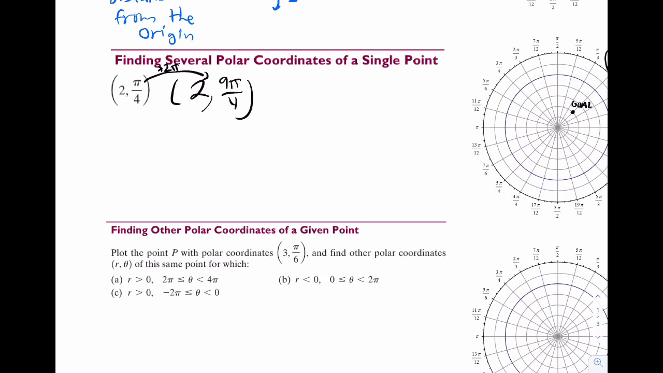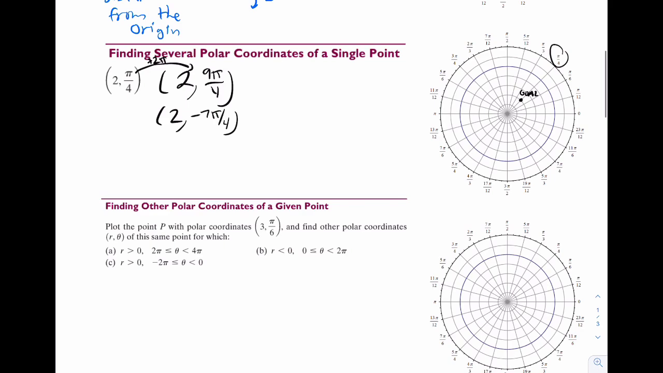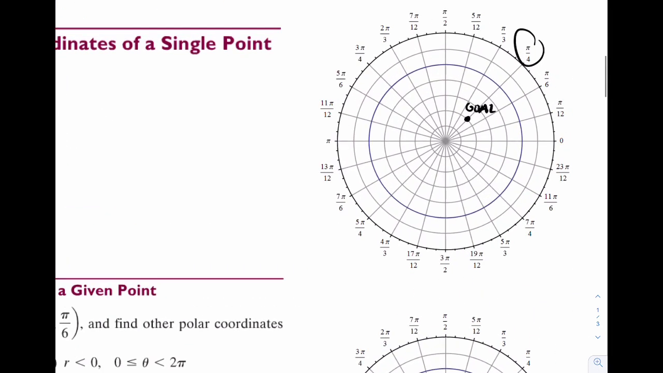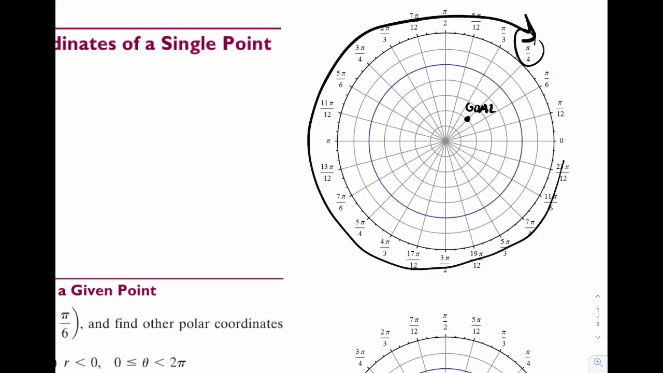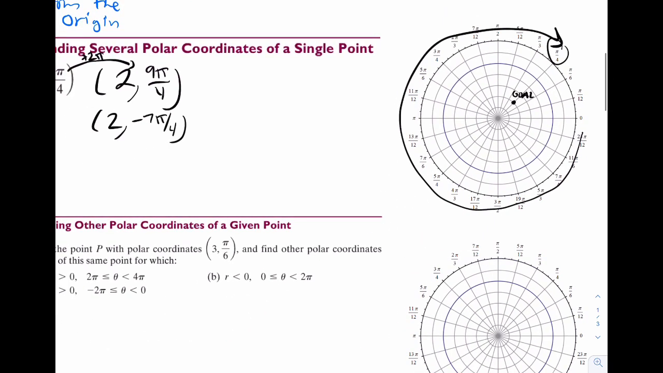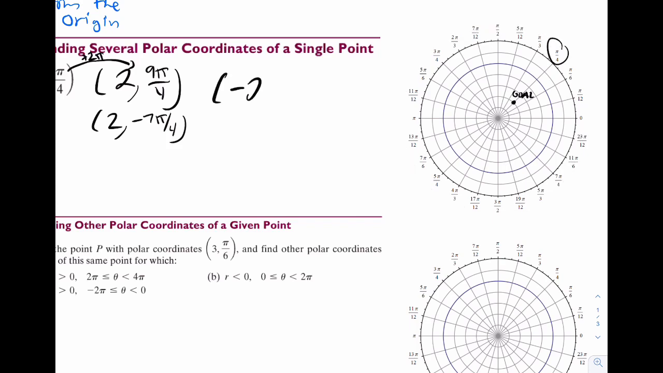Now what if I also did 2, and let's say negative 7 pi over 4. Because negative 7 pi over 4 would mean if you go here, you rotate in the opposite way and then go 2 forward. So that would work. I can try another one. I can try, let's say r is negative 2. So negative 2 means you're going to walk backwards, which means you actually want to face the opposite direction. I'm going to try to face this way. So that would be 5 pi over 4.